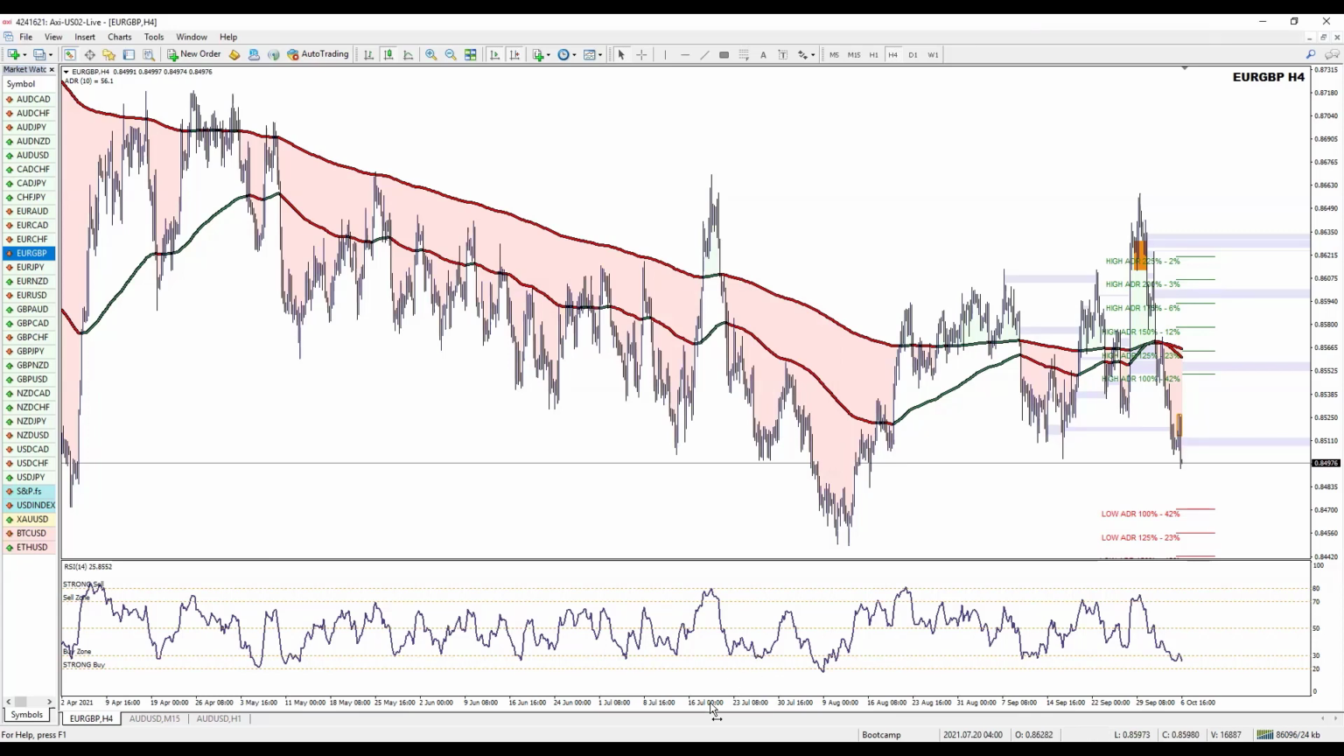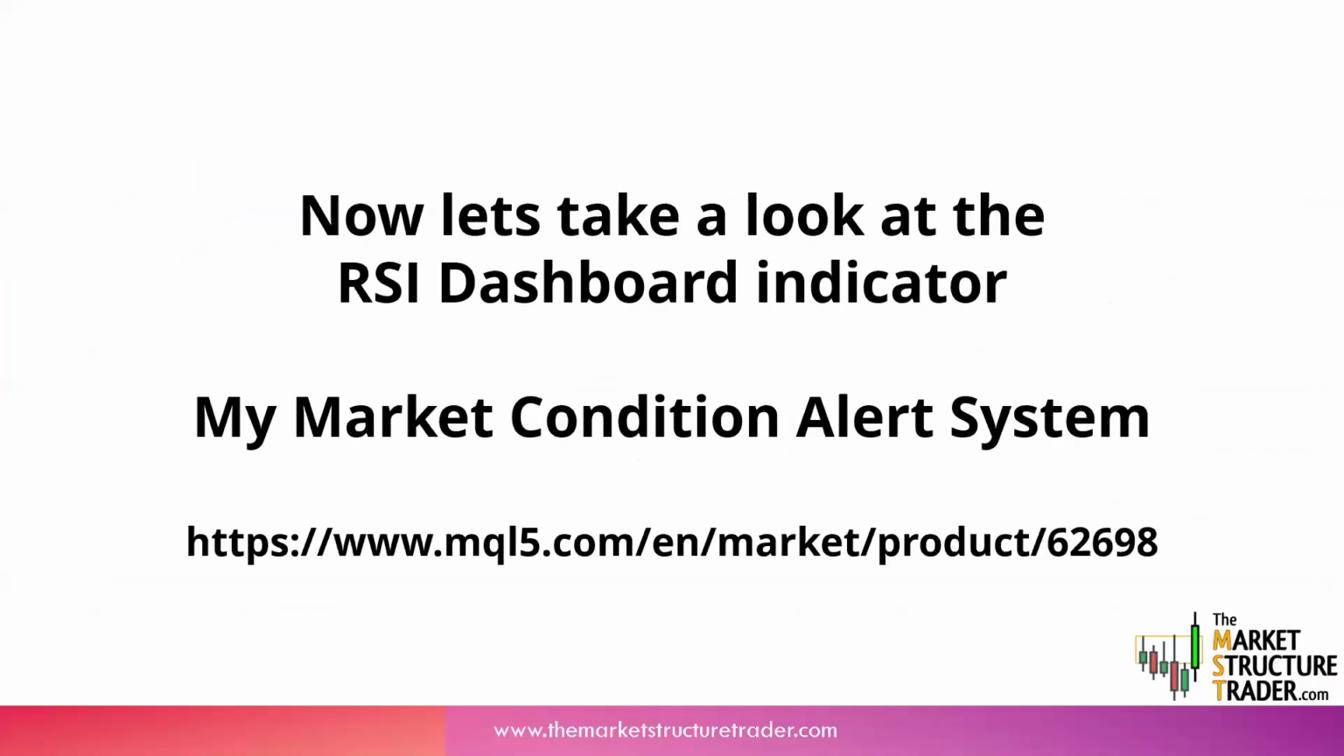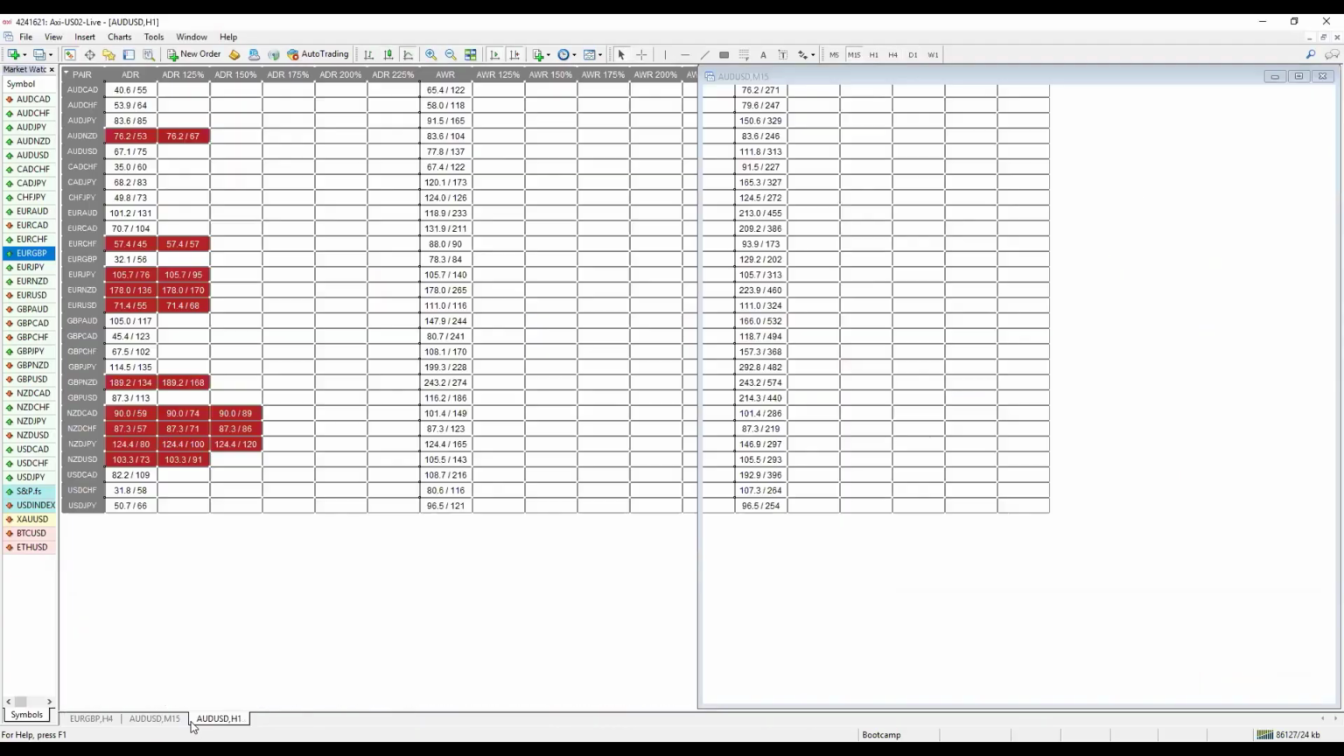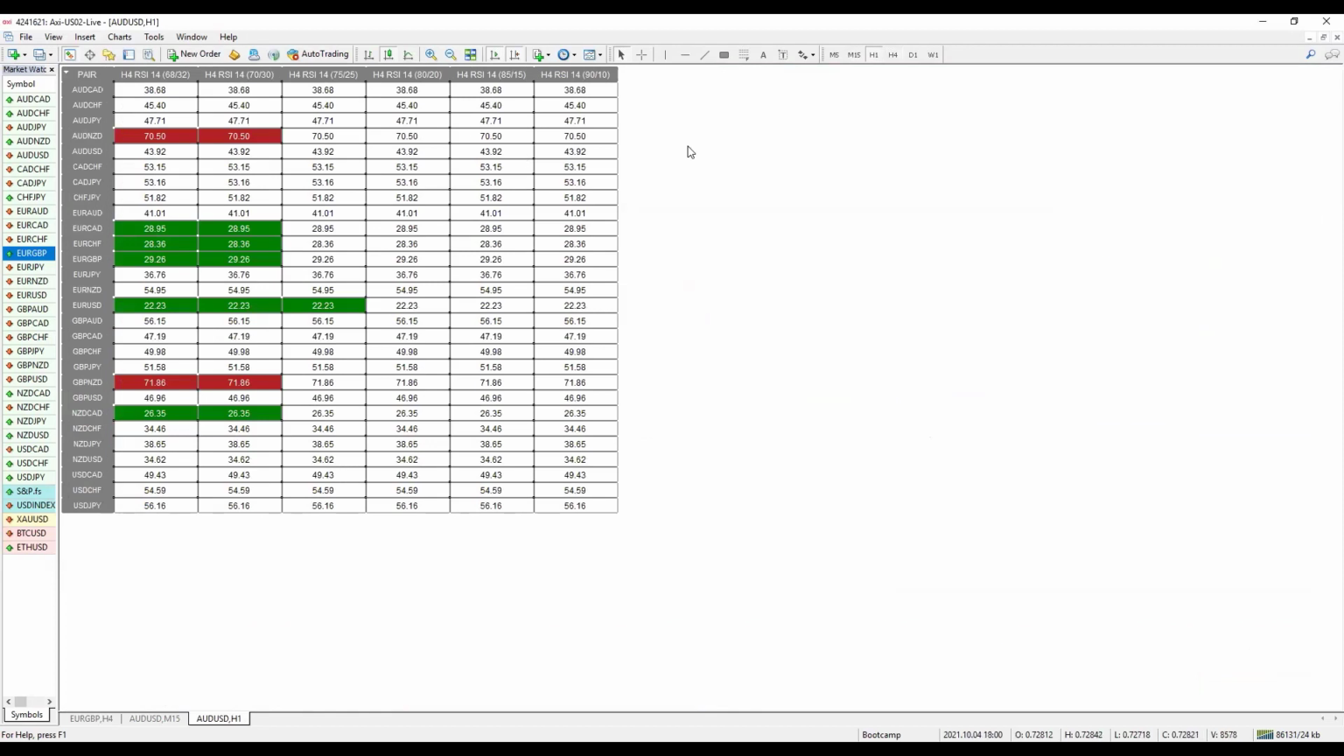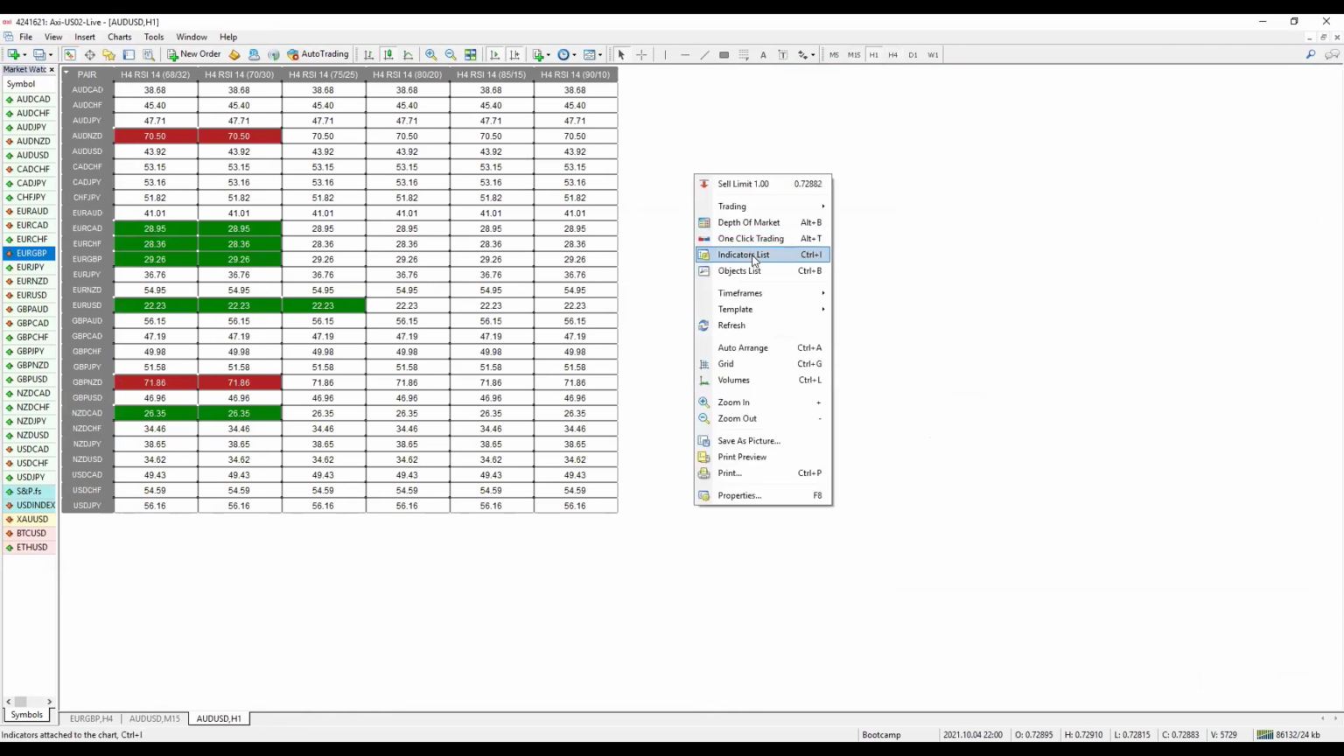I have also developed an indicator that will help you with the RSI, which is called the RSI dashboard. This is obviously my market condition alert system. I use this all the time, every single day, to tell me when certain conditions are met. So I'm going to quickly show you this now. And this is just based off of the standard RSI.